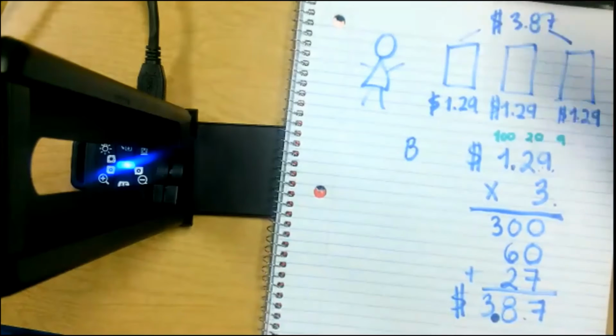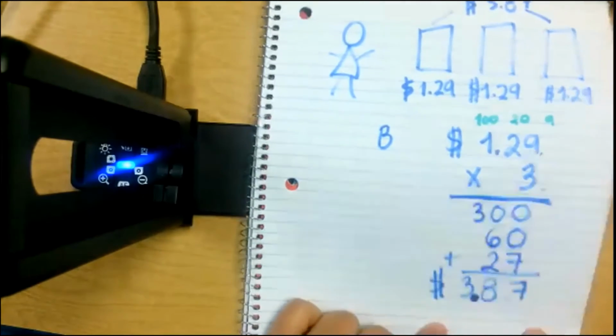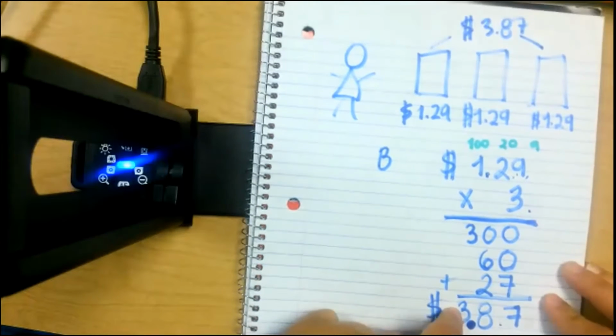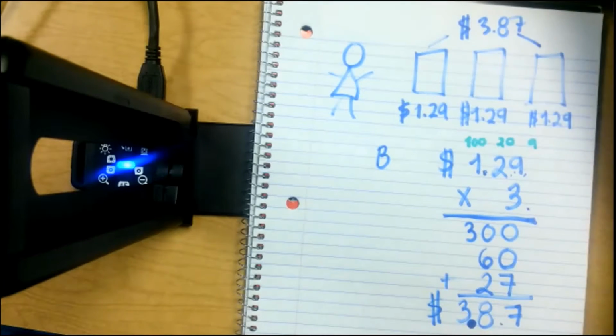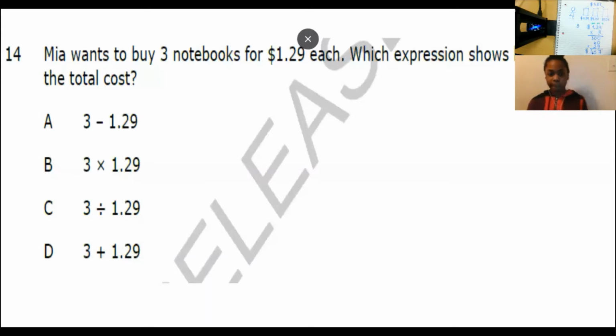And if you notice in the question, and wait, before that, any questions about that? Where to put the decimal? Nope, that seems completely right and I understand. Shayla? Okay. So if we go back to the problem, is it asking us for the solution? Nope. No, it's saying which expression shows how to find the total cost.